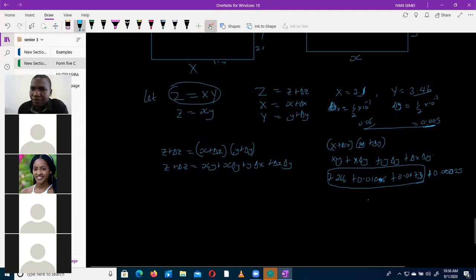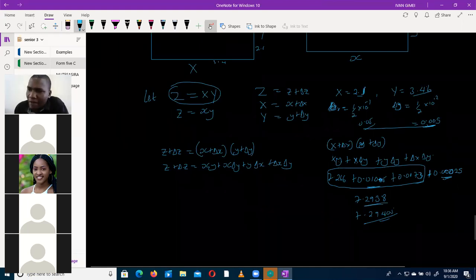What do you get? 7.2938. Then add 0.005 on that answer, 0.0025. Add this one. What do you get? 7.29405. Now I want us to look at these two answers.